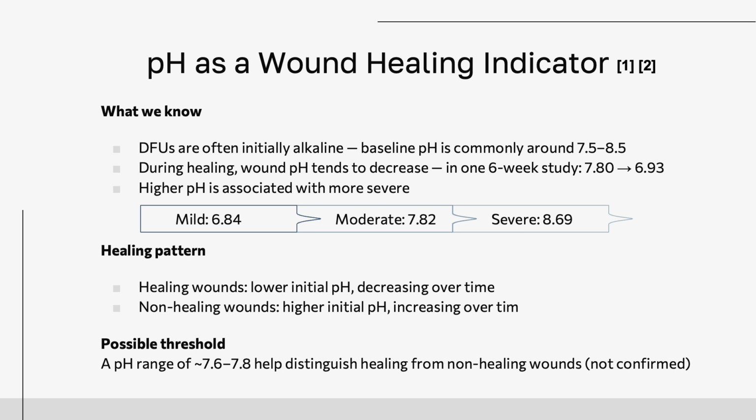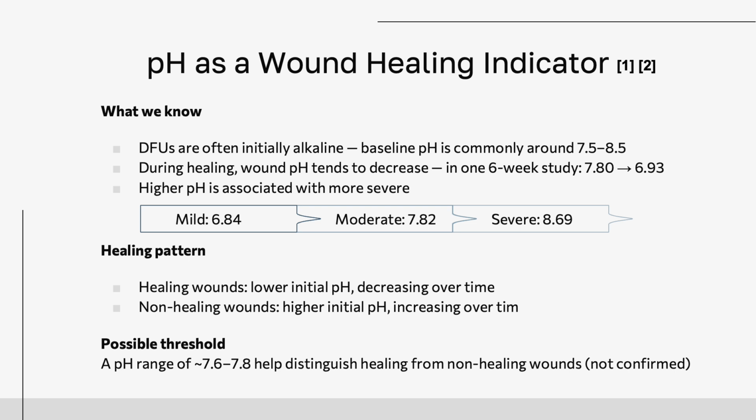Let's start with pH, the measure of acidity or alkalinity. Healthy skin has a slightly acidic pH, around 5, but in a DFU, the wound environment turns alkaline, typically in a range of 7.5 to 8.5. What researchers have found is that as a wound heals, pH drops, moving back toward a more acidic, healthier state. In one 6-week study, pH dropped from 7.8 to 6.93 in healing ulcers. But in non-healing ones, pH starts high and rises further.